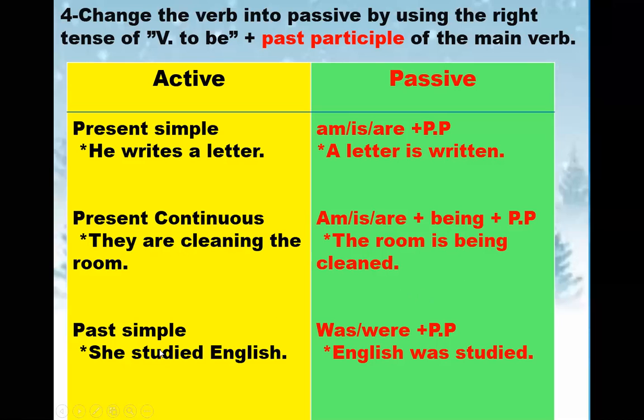In the past simple: She studied English. This is an active sentence. When we want to transform it into passive, we say it like that: English was studied by her, if we want to write it or not. Okay?